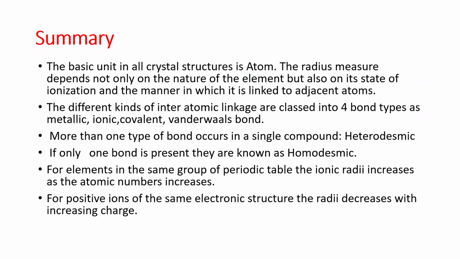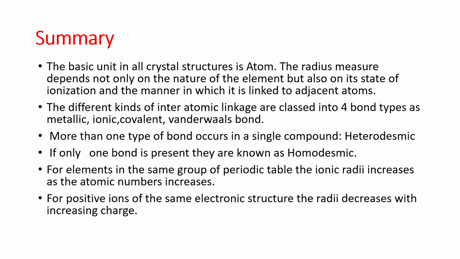Coming to the summary, the basic unit in all crystal structures is the atom, and the radius measure depends not only on the nature of the element, but also on its state of ionization and the manner in which it is linked to adjacent atoms. The different kinds of interatomic linkage are classed into 4 bond types: metallic, ionic, covalent, and Van der Waals bond. If more than one type of bond occurs in a single compound, it is known as heterodesmic, and if only one bond is present, it is known as homodesmic.